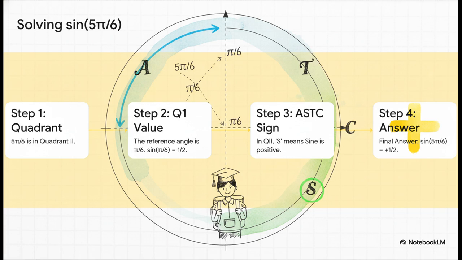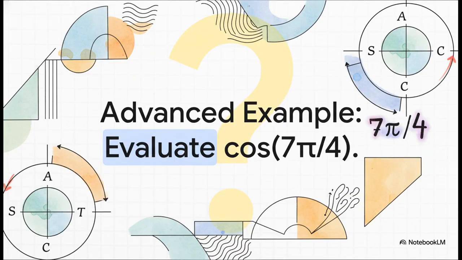Now for the final, crucial step, we apply the sign. In quadrant 2, all students reminds us that sine is positive, so our final answer is positive 1/2. Okay, time for our final example. Let's put everything we've learned together and find the cosine of 7 pi over 4.